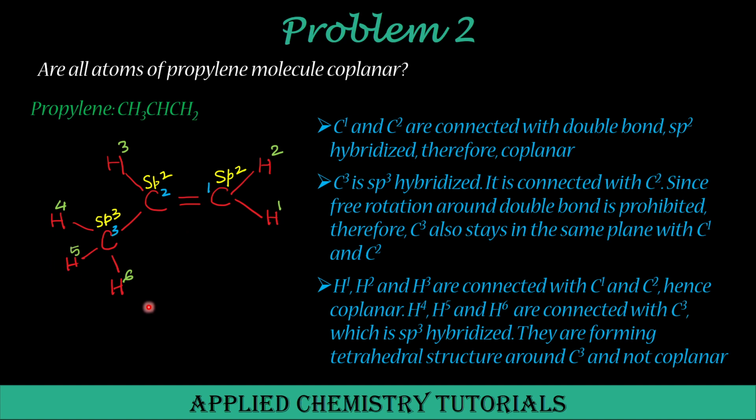Now H4, H5, H6, they are attached with sp3 hybridized carbon atom, so they are forming the tetrahedral structure, as you can see here, around this carbon atom. Okay, so H4, H5, H6 are not coplanar with the rest of the molecule.